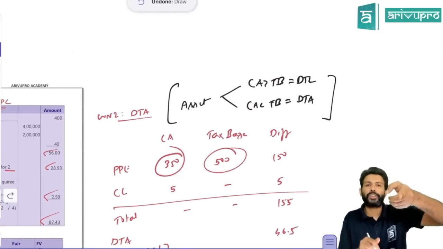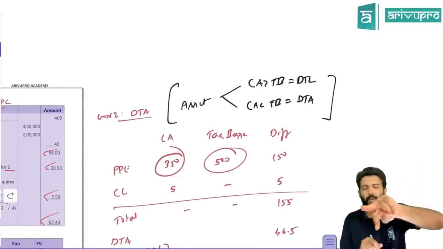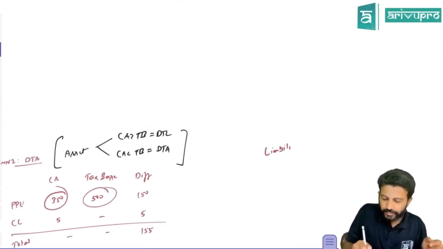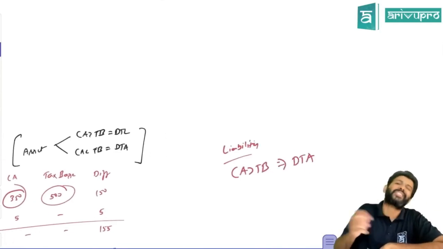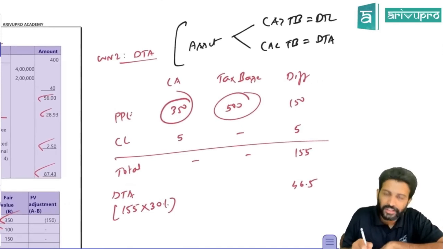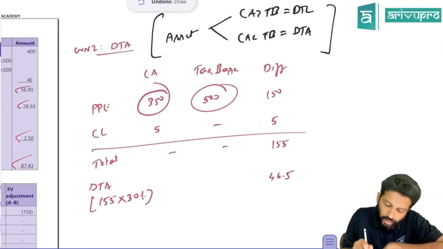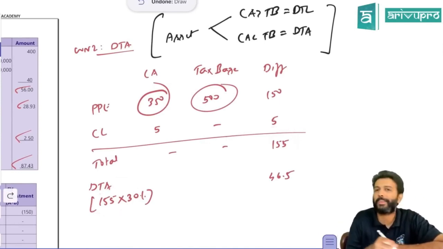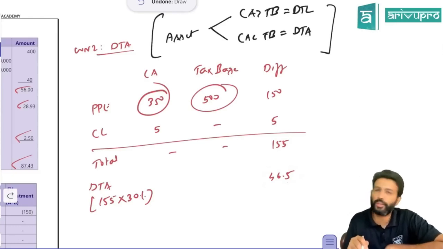For an asset, what is the equation? If carrying amount is greater than tax base, deferred tax liability. For a liability, what do you think will be the equation? For liabilities, it will be the opposite. If the carrying amount of the liability is greater than the tax base of the liability, you will create a deferred tax asset. So for this also, you will create a deferred tax asset. What is the difference? 5. So both the components are resulting in deferred tax asset. What is the total difference? 155. What is the tax rate? 30%. So take the difference, multiply by the tax rate. You will get 46.5. So you will create deferred tax asset of 46.5.